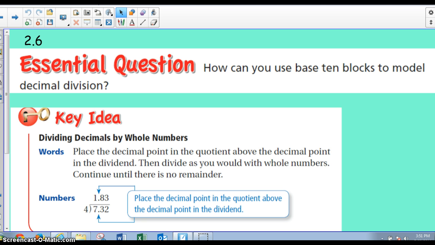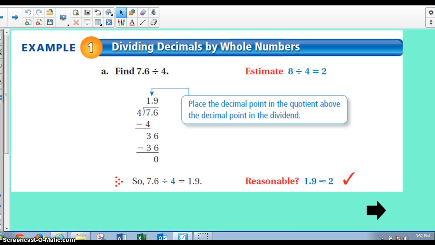And if you will notice, it says place the decimal point in the quotient, and your quotient is your answer, above the decimal place in the dividend. So it goes straight up. Quotient, dividend, divisor. Go ahead and pause and come back when you've written the note.